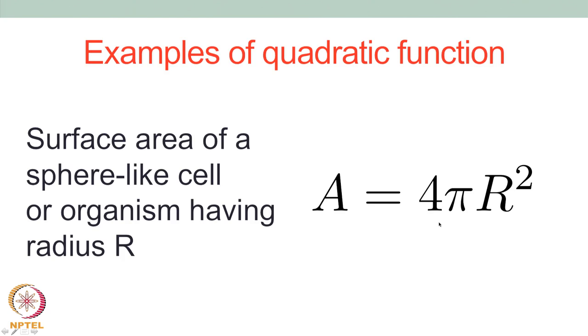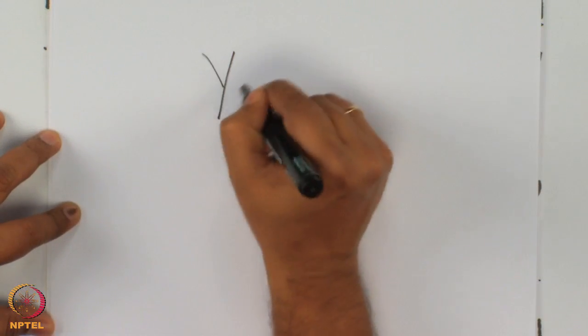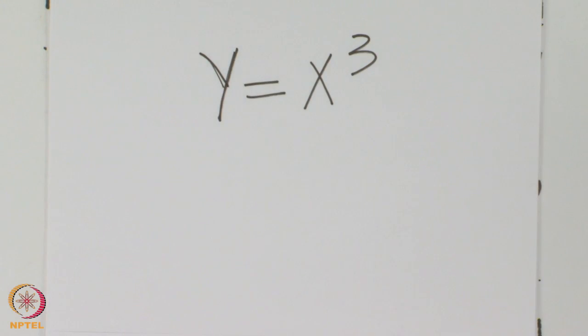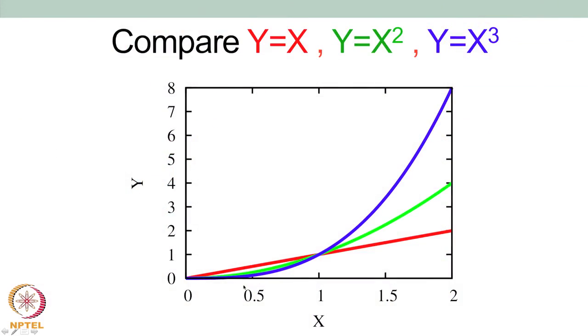Now, if we go beyond, of course, we have cubic function. So, what is cubic function? Y is equal to x cubed. So, let me write that here. The cubic function is y is equal to x cubed. And how will that look like? So, we are going to show that in comparison with x and x square. So, we had y is equal to x, which is the red curve, y is equal to x square, which is the green curve. Now, y is equal to x cubed, which is this blue curve.